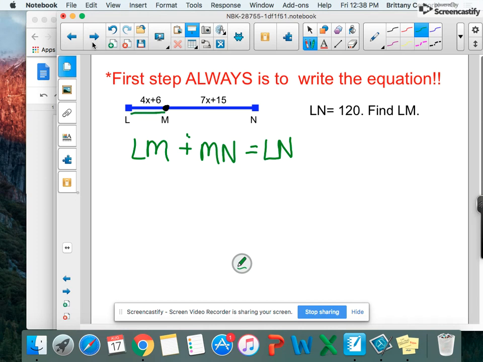So LN is 4x plus 6. MN is 7x plus 15. And LM they give us is 120. And we're trying to find LN. So we're first going to have to figure out what x is and then plug that back in.